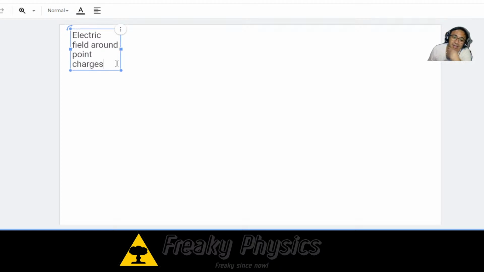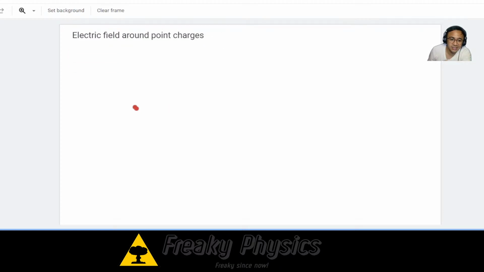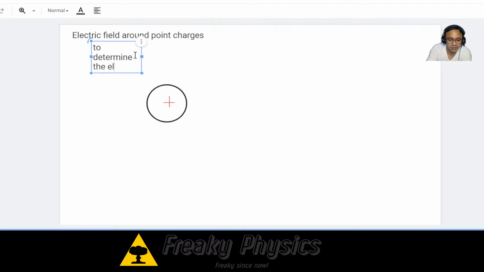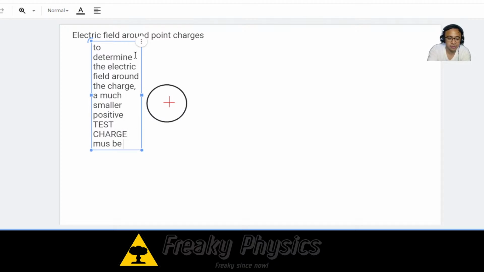The idea here is that if you have a charge, let's say this charge here is a positive charge. To determine the electric field around the charge, a much smaller positive TEST charge, and I'm going to put that here in caps, must be used.